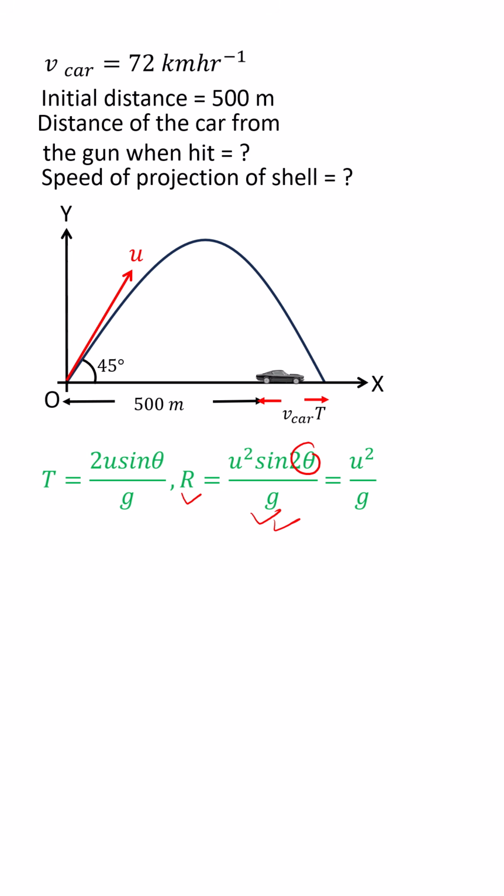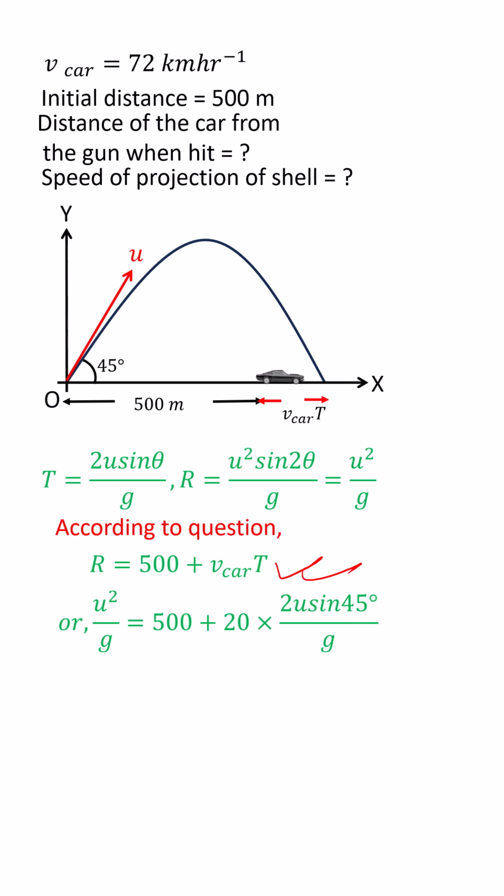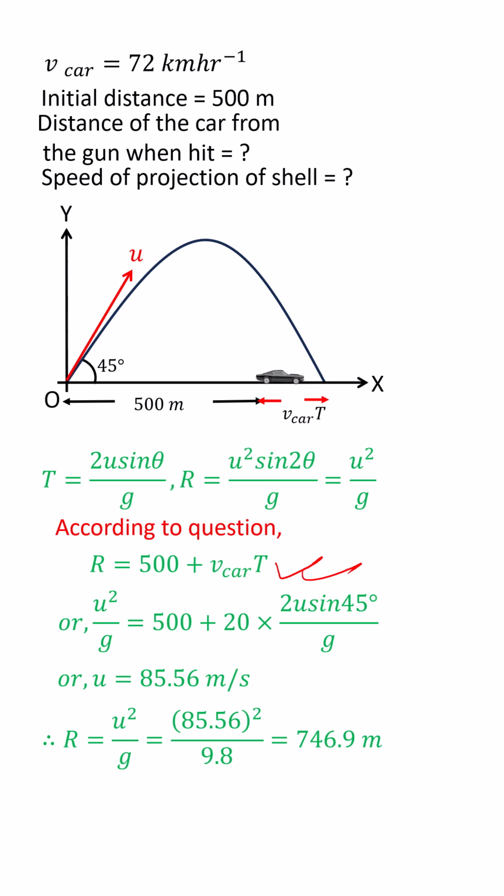When the projectile from point O reaches this point, hitting point, the car also reaches there. That means this 500 plus this term v car t is equal to horizontal range. That's why we can write according to question R equals to 500 plus velocity of car times time of flight. Okay, let's substitute the values. The speed of bullet we get 85.56 meter per second and you can get horizontal range as 746.9 meter.